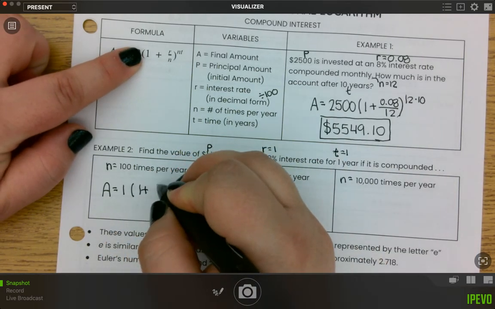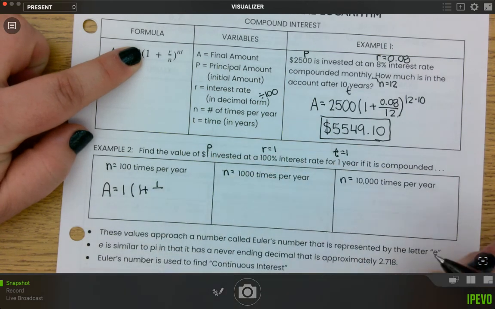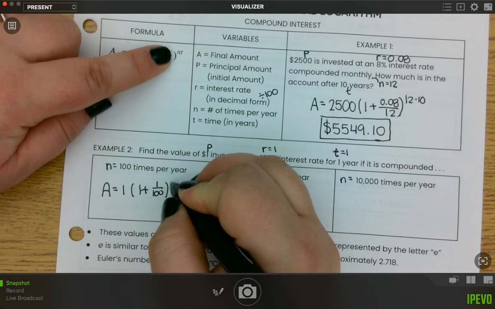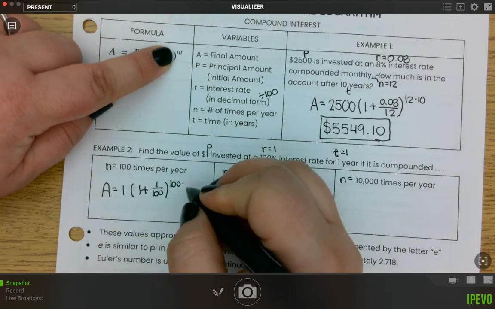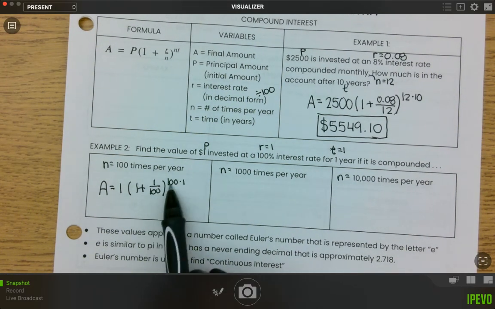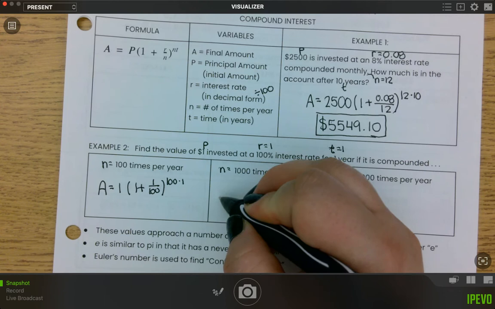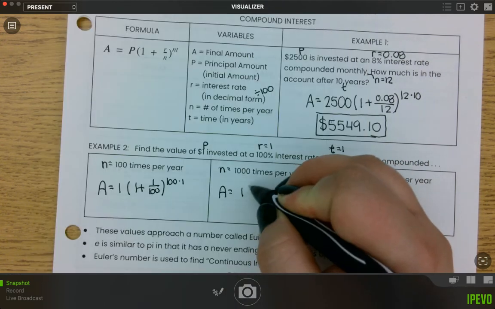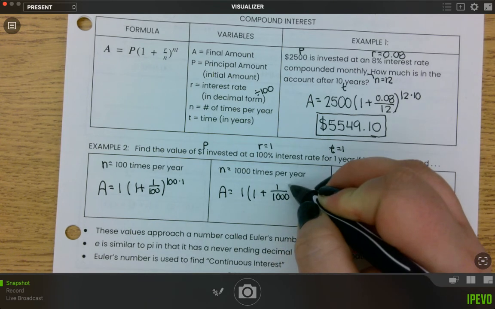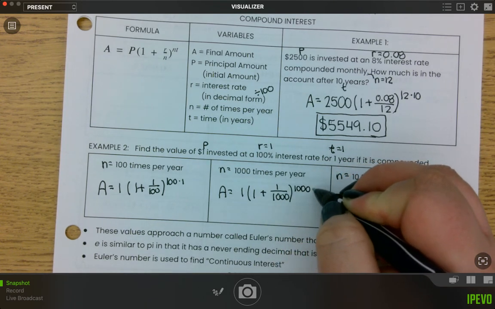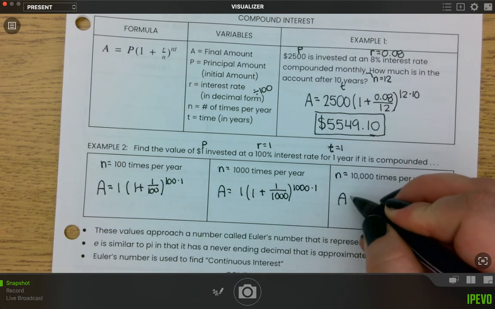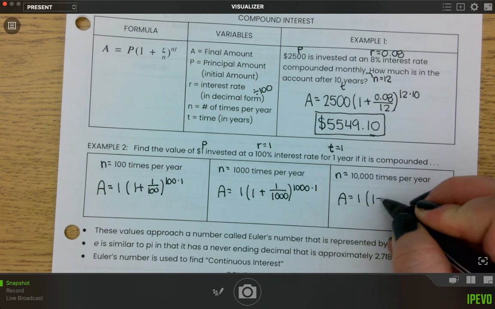1 plus R is 1 over N is 100 to the power of 100 times T, which is 1 year. So pretty much everything is a 1 except for these N values. Then coming over here, all I have to change about the problem is that instead of 100, I need to put 1,000. Just make sure you change it in both spots. And then on the last one, we're going to change it to 10,000.